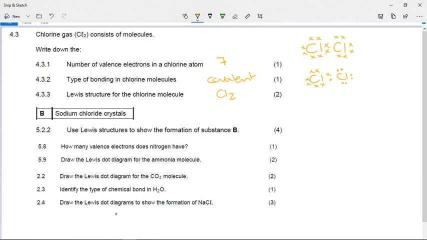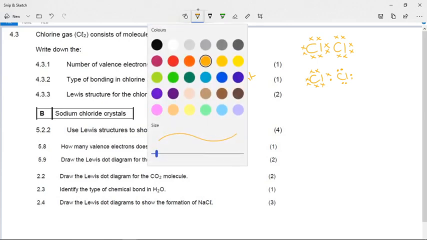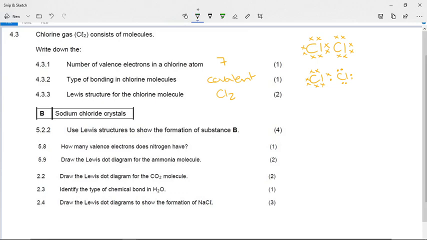Then it says to you in another question from another year, use Lewis structures to show the formation of substance B, and substance B was sodium chloride crystals. So we know this is an ionic compound, and if you want to show the formation, we have to start with sodium and with chlorine. Because it's a Lewis dot thing, they don't always want you to use the Cl2, which, you know, chlorine's a diatomic molecule.